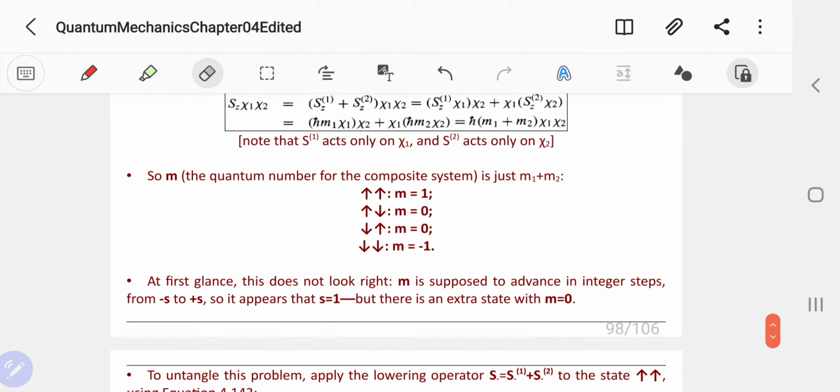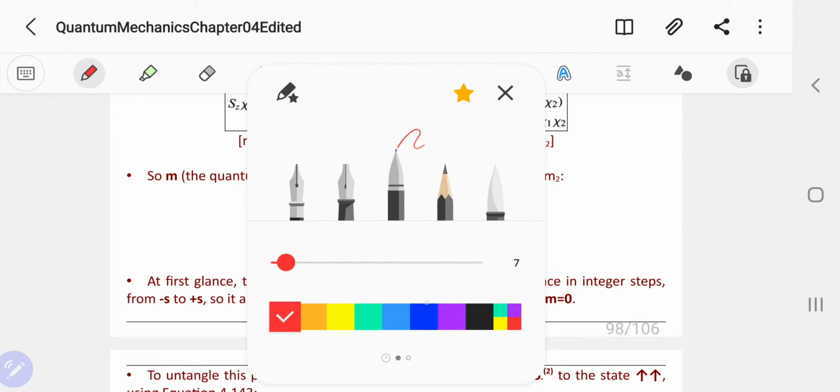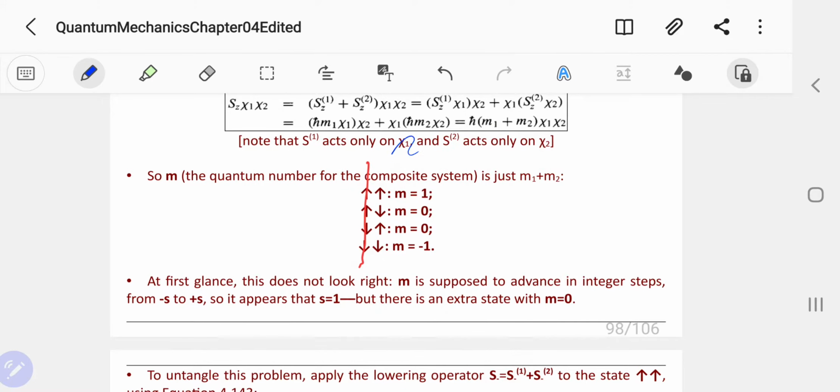So as I've told you, if this is for the electron and this is for the proton, then they could sum up to 1, 0, and negative 1, because they have 1/2, 1/2; 1/2, negative 1/2; negative 1/2, 1/2; and negative 1/2, negative 1/2. So they have 1, 0, 0, negative 1.